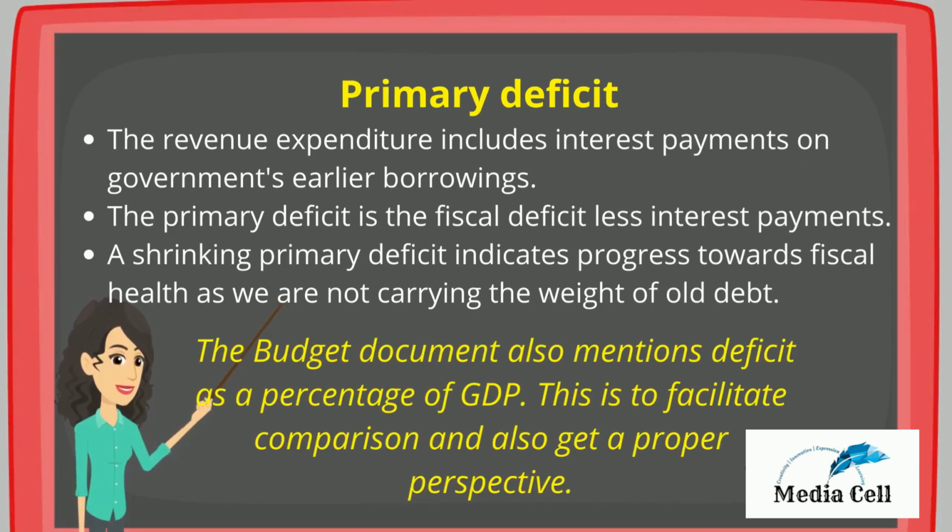Primary deficit. The revenue expenditure includes interest payments on government's earlier borrowings. The primary deficit is the fiscal deficit less interest payments. A shrinking primary deficit indicates progress towards fiscal health as we are not carrying the weight of old debt. The budget document also mentions deficit as a percentage of GDP. This is to facilitate comparison and also get a proper perspective.